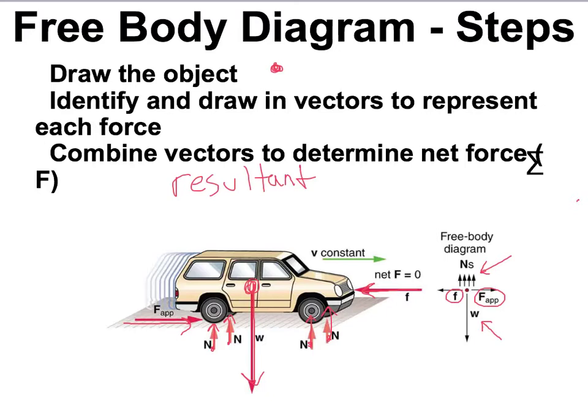So, to determine the net force of this, and this should say sigma F for net force, we can have a resultant. Since the up and down cancel each other out, and the left and right cancel each other out, this net force is 0 newtons. So in other words, this car is in equilibrium. Since the car is moving, it's in dynamic equilibrium. Let's do some examples.